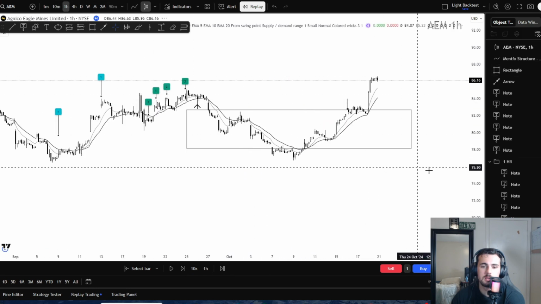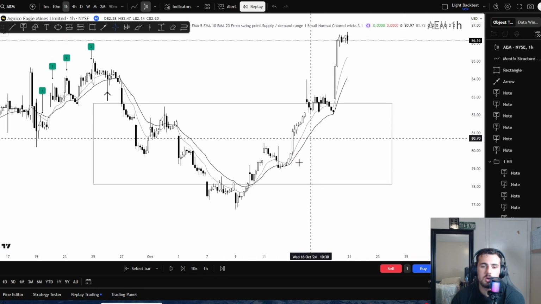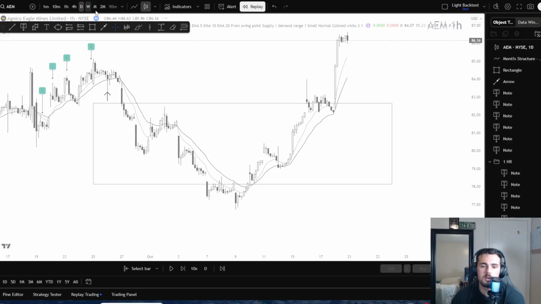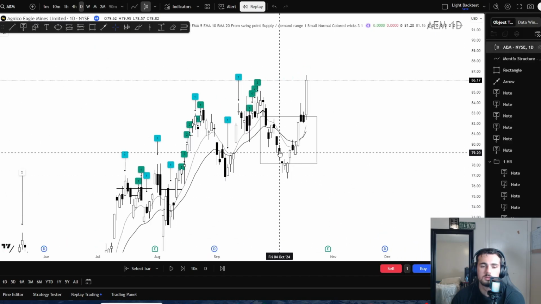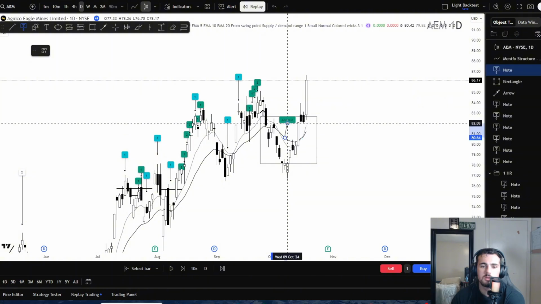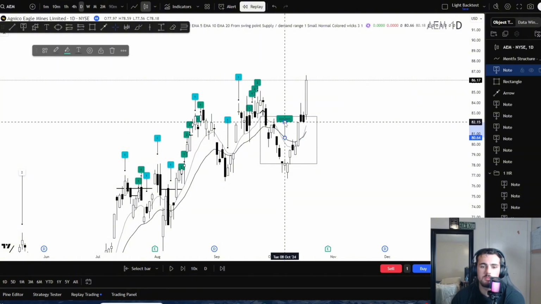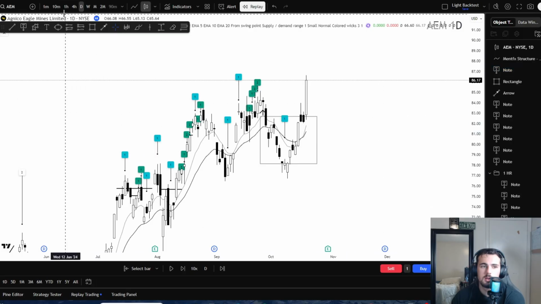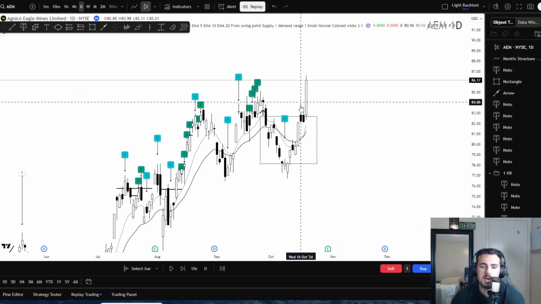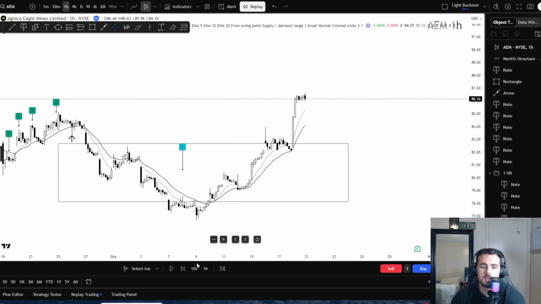It does. No reset on the hourly though. So this would be the first accumulation. This wouldn't be a second high just because the 1 hour didn't reset. So I would keep playing this out like it's one whole leg here.